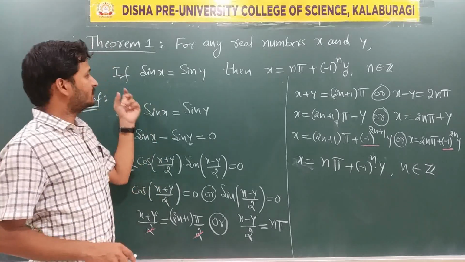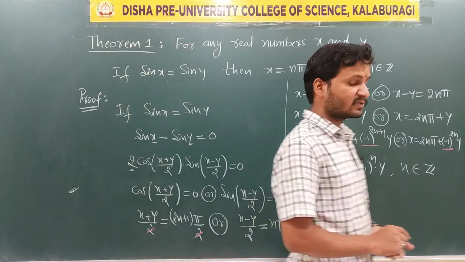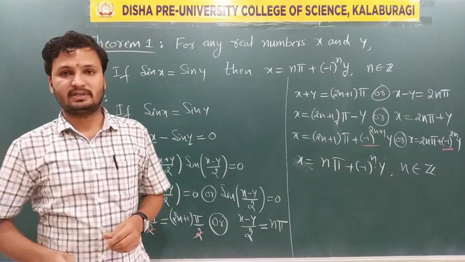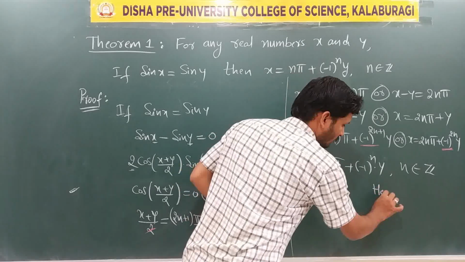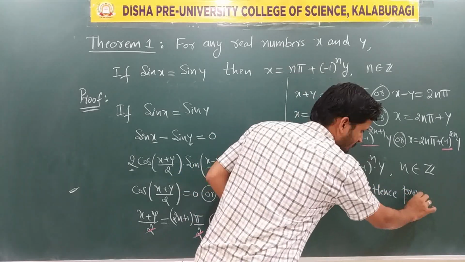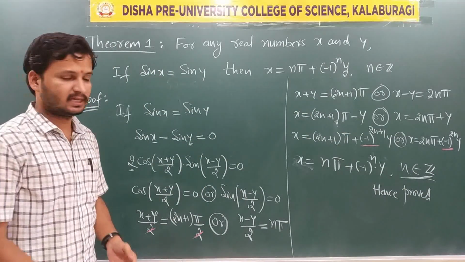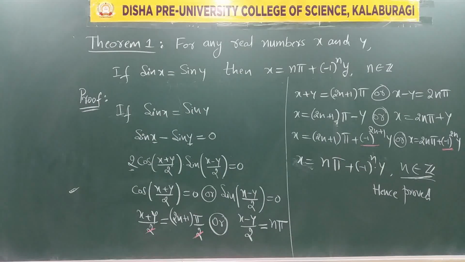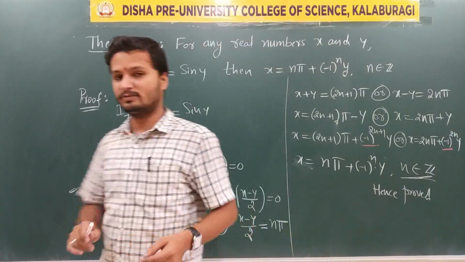That means if sin x is equal to sin y, then x is equal to n pi plus minus 1 to the power n into y. This is the general solution for the sine function, sin x equals sin y. Yes, hence proved. This is very important: n belongs to the integer set. This is for the sine function, the general solution of the sine function.